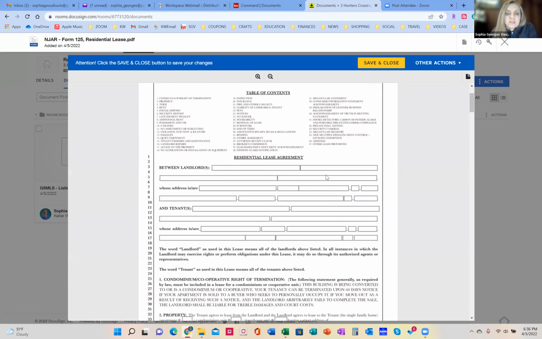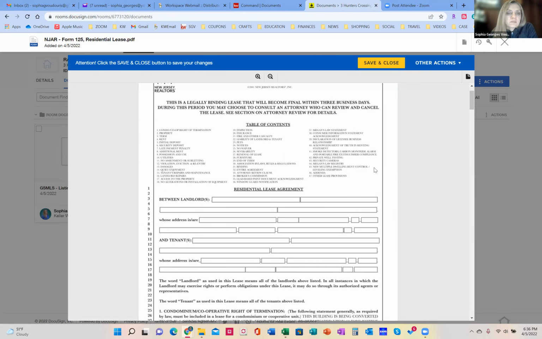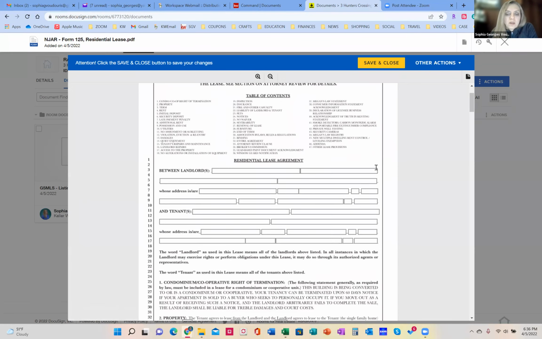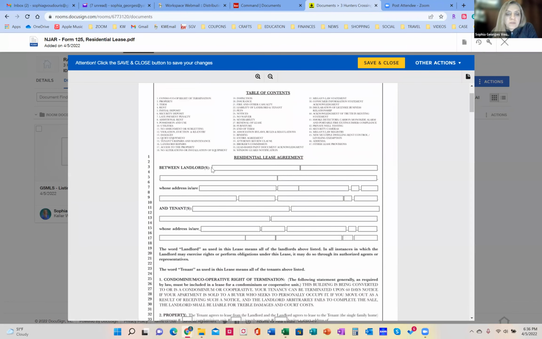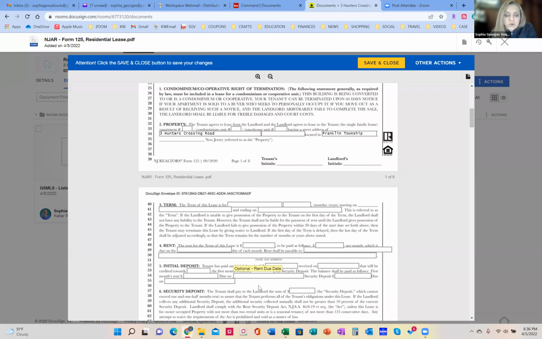Okay, so this is the lease. It looks similar to the contract of sale, basically. You're going to put in the landlord information and the tenant information. I should pull one up that I did and show you. That might be the easiest one that's already filled out.